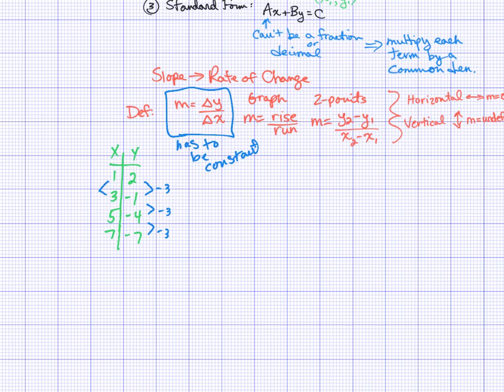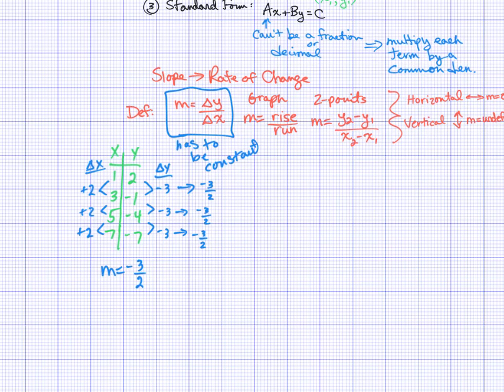Okay, so these are the delta y's. Let's look for our delta x's. 1 to 3, we go up 2. 3 to 5, we go up 2. 5 to 7, we go up 2. So the rate of change each time would be -3 over 2. The rate of change in this one would be -3 over 2. The rate of change on this one would be -3 over 2. Because the rate of change is constant all the time, we can say this is a linear function, and the slope of the line would be negative 3 over 2.